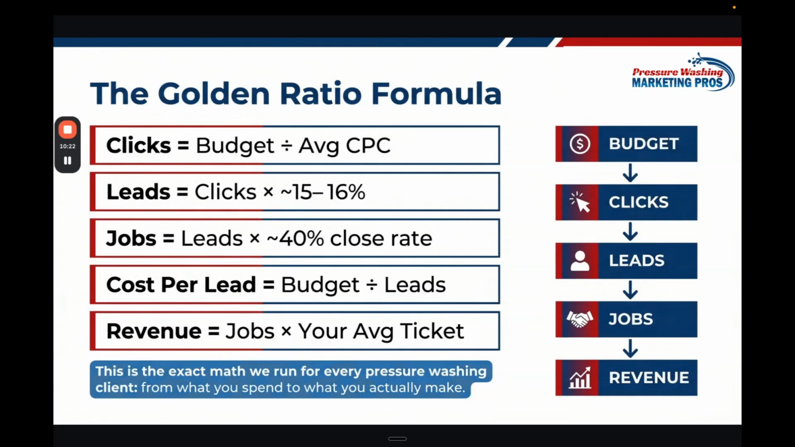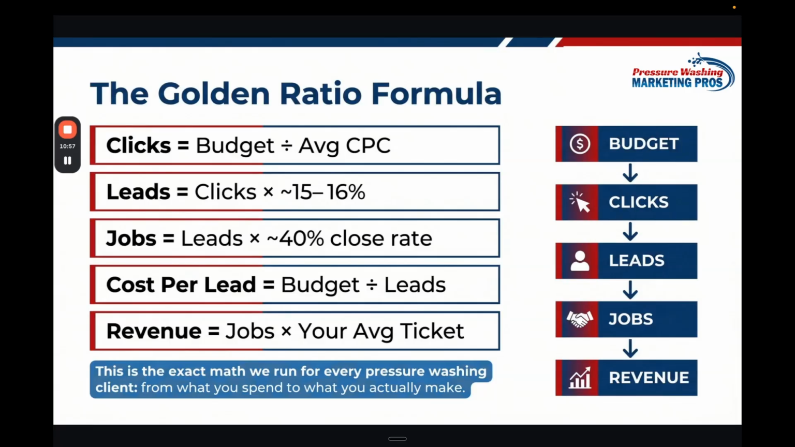Because if I'm getting 15 leads, and I have about a 40% close rate at that point, then I'm going to close a certain amount of leads, which is going to be about 6. So if I have 15 leads and I close them at 40%, I'm going to get about 6 jobs. And so how I determine my revenue is I multiply the 6 jobs I got times my average ticket. And that's going to give me the revenue that I made for those Google Ads.